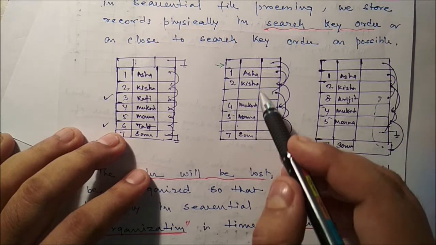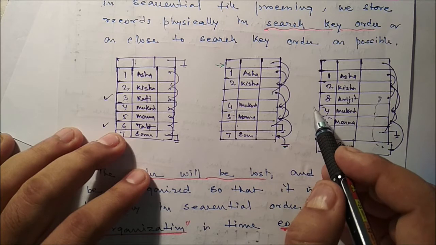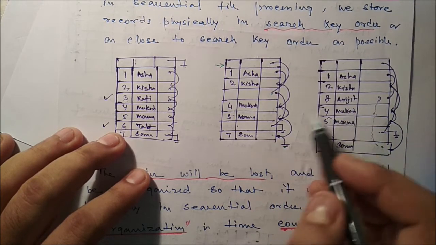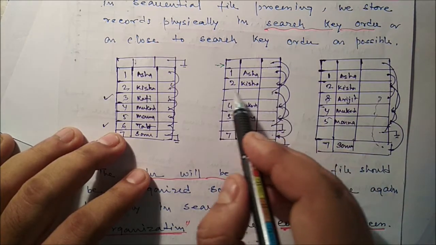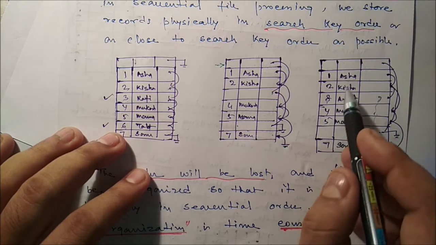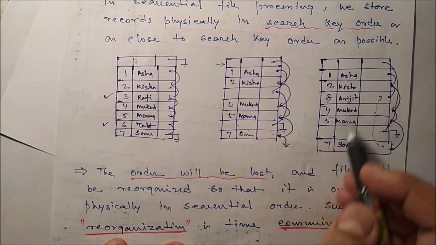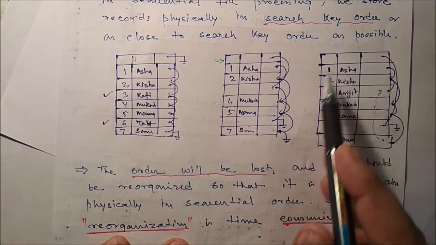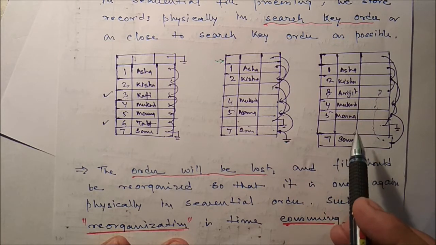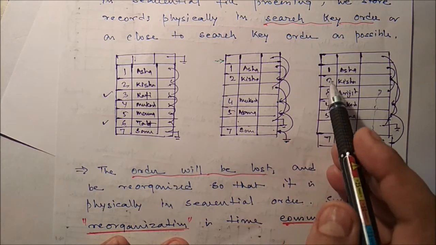Now suppose a new student comes to enter this college and has taken admission, say roll number 8, Arijit. Here the vacant place is there, so we can put the roll number and name. But now we can see this is not in order. So we have to reorganize the table, on a daily basis or frequently, so that the search key is once again in order.